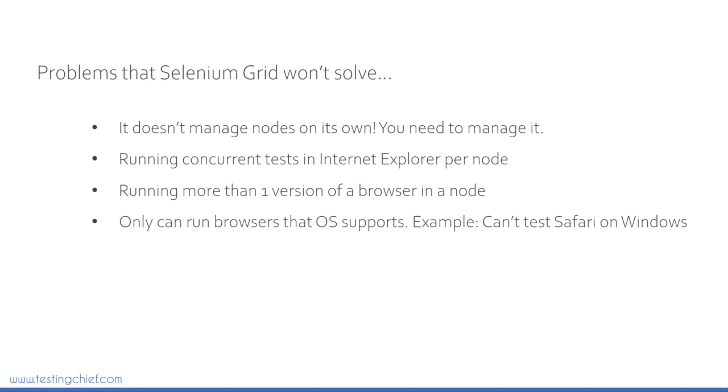Also, you cannot run more than one version of a browser in a node and can run only with the browsers that are supported by the node's operating system. Example, you cannot test Safari on a Windows, or you cannot test IE on a Mac. If you have these problems, you need to look beyond Selenium Grid.